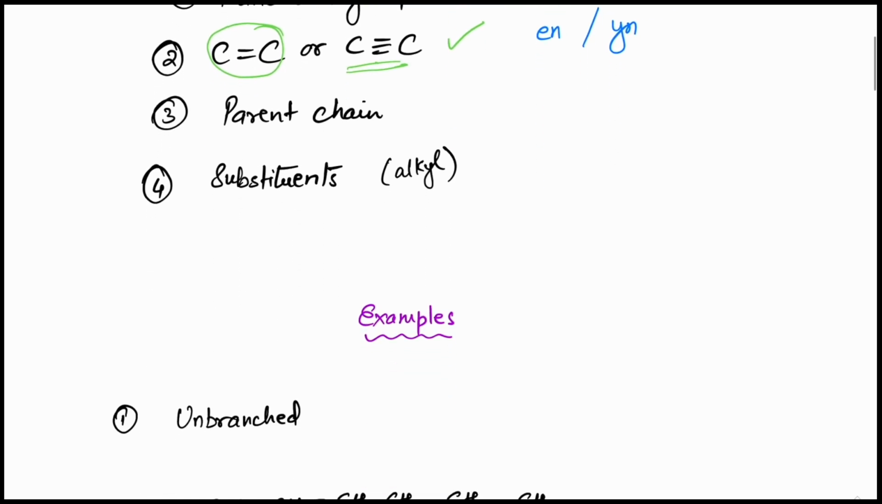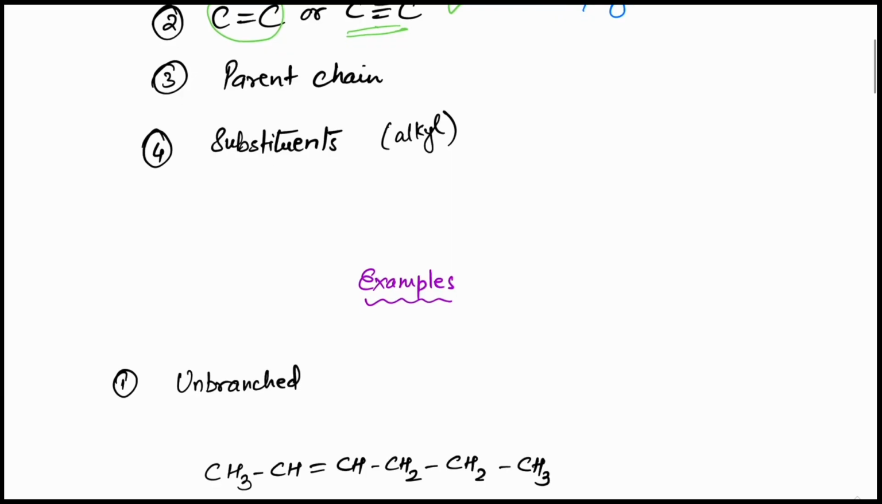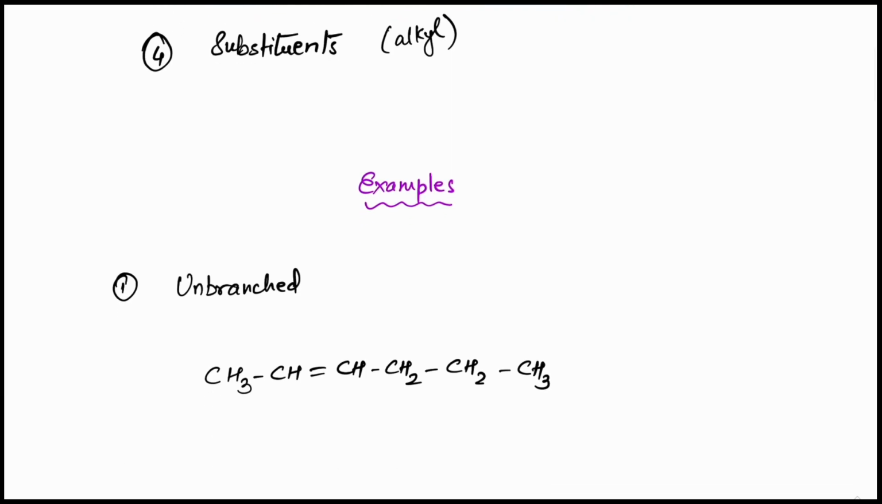Alright, so let's look at some examples. The first one is an unbranched alkene. How do we know this is an alkene? Because there is a carbon-carbon double bond present at this spot. Since there is no functional group, the name will end in an E, and as there is a double bond, it will also have EN. That is the suffix of this name.